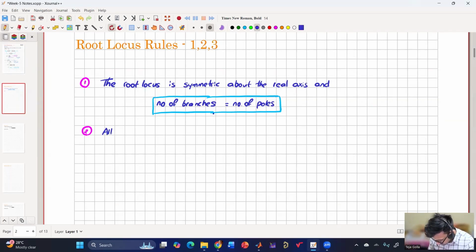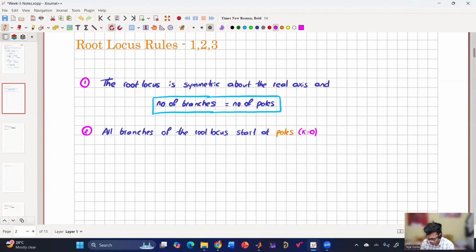So all the branches of the root locus start at poles, and these poles mean it is k equals 0. So we are drawing the root locus from k equals 0 point to k equals infinity. So they start at poles and end at zeros.